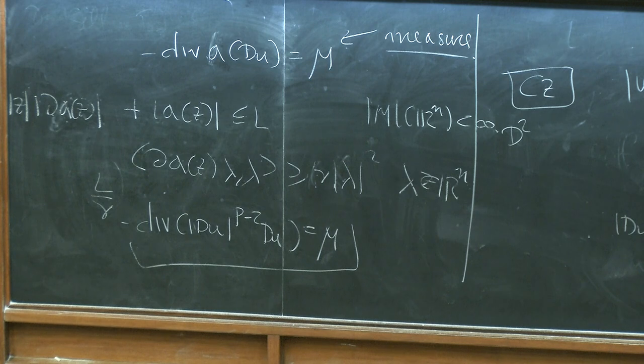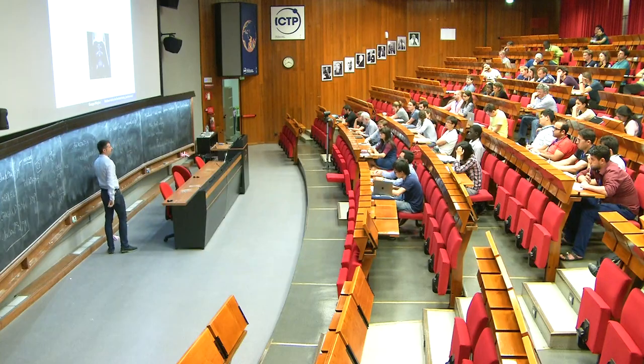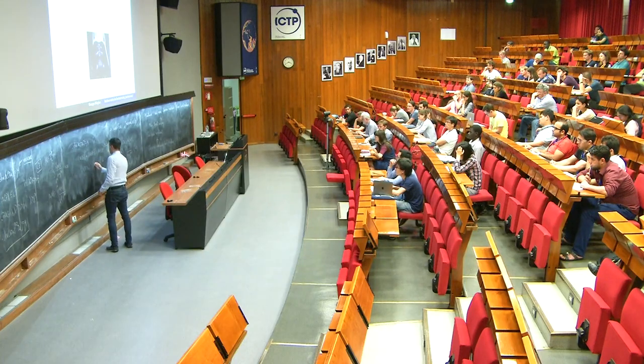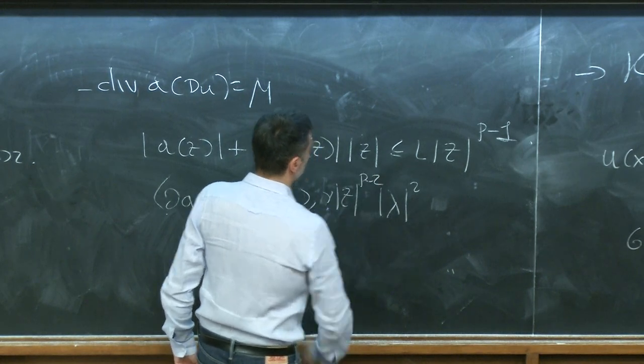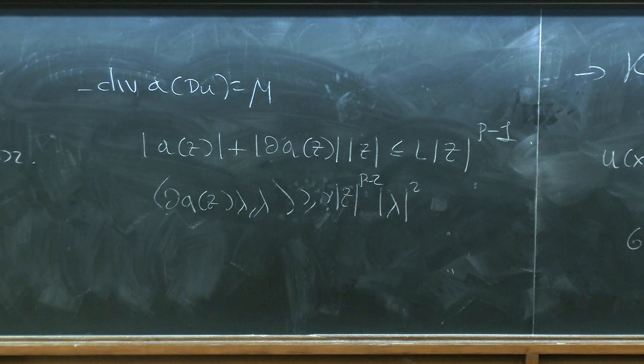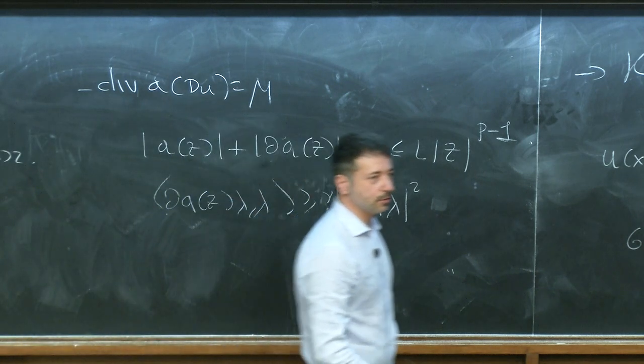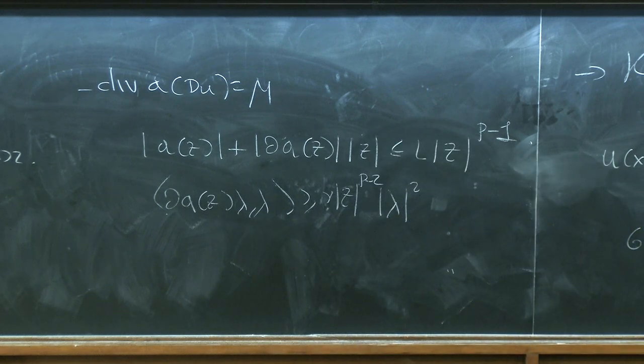This means that now, when we consider the growth conditions, this will be bounded by z to the p minus 1, which certainly happens for this special operator. And the ellipticity is described in the following way. Here it's lambda squared, because you have to have something elliptic. But now you have a degeneration factor, which is this one. Of course, these assumptions reduce to this for p equals 2, as the p-Laplacian reduces to the classical Laplacian for p equals 2.